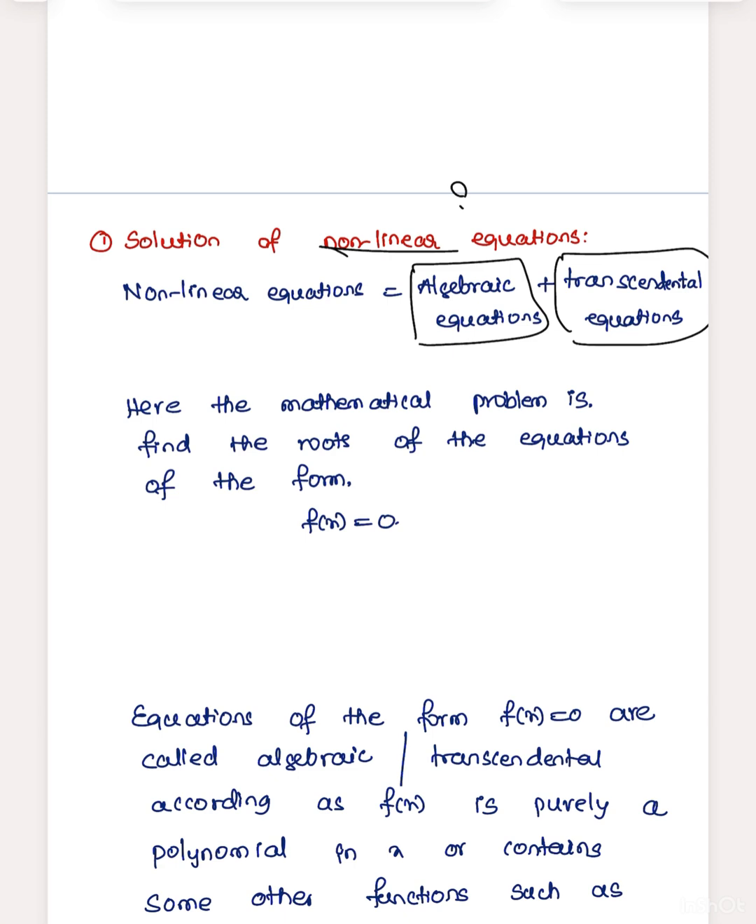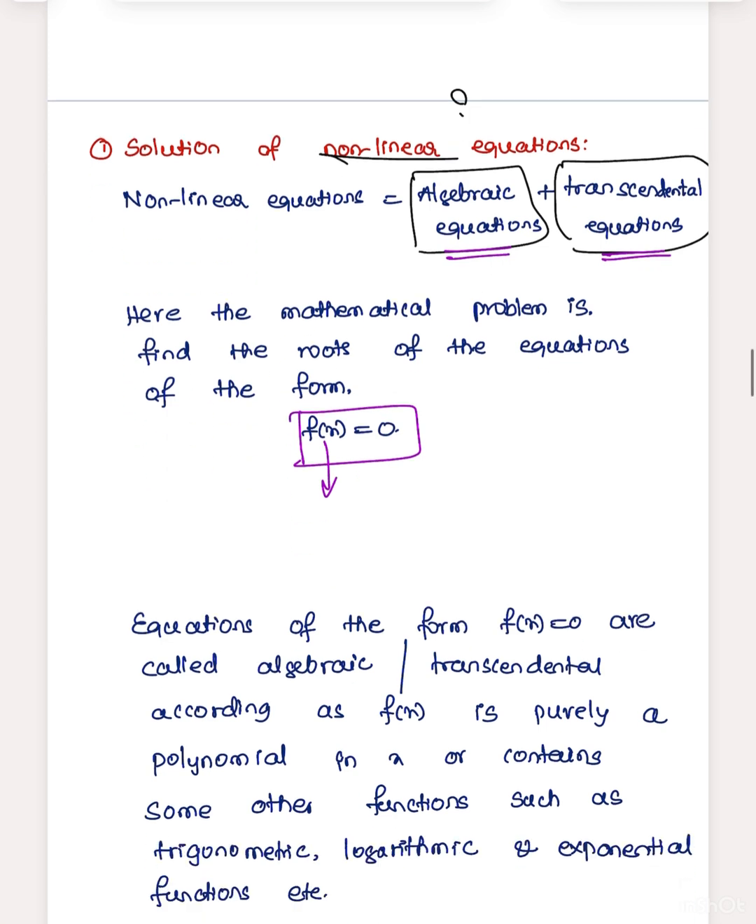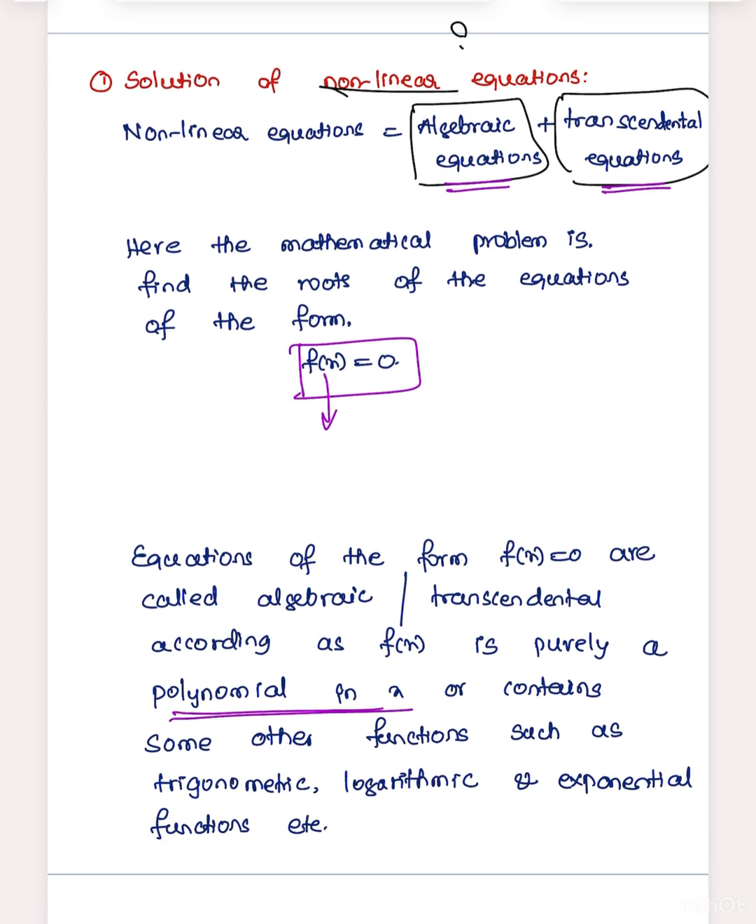Now first we have to see how the problem may be. The mathematical problem is of the form f of x is equal to 0. Here f of x may be an algebraic function or a transcendental function. An algebraic function is nothing but a polynomial in x. And transcendental functions are those functions which include trigonometric, logarithmic, exponential functions and so on.